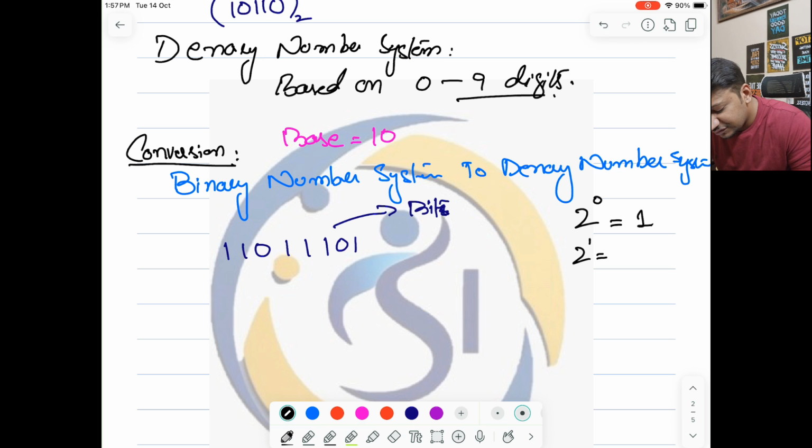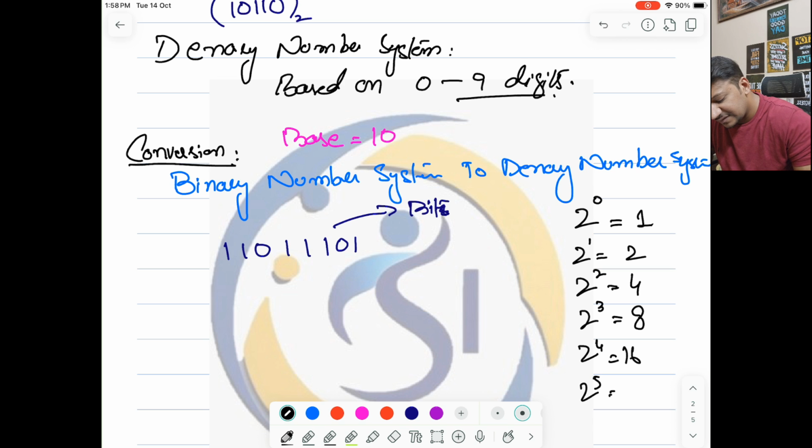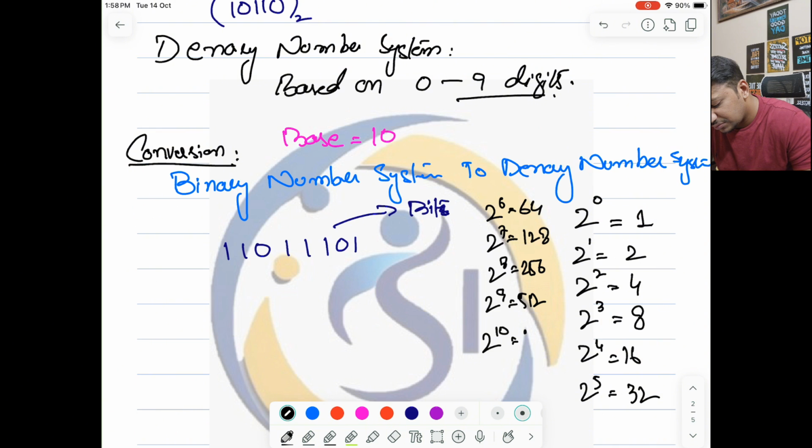So I'm going to put 2 power 0 is 1, then 2 power 1 is 2, 2 power 2 is 4, 2 power 3 is 8, 2 power 4 is 16, 2 power 5 is 32, 2 power 6 is 64, 2 power 7 is 128, 2 power 8 is 256, 2 power 9 is 512, and 2 power 10 is 1024.